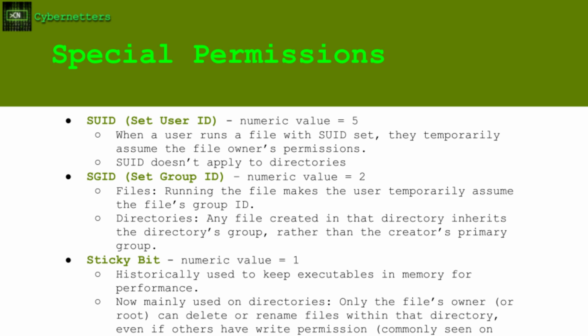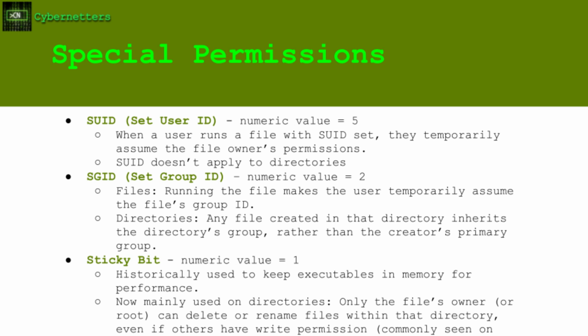And then you have the SGID, or set group ID, which also uses a numeric value. It is different for files and directories. For files, running the file with the SGID bit set makes the user temporarily inherit the file's group ID. For directories, any file created inside inherits the group ownership of the directory, which is not the user's primary group. Imagine a shared workspace where every new file inside automatically belongs to the team instead of just the creator.